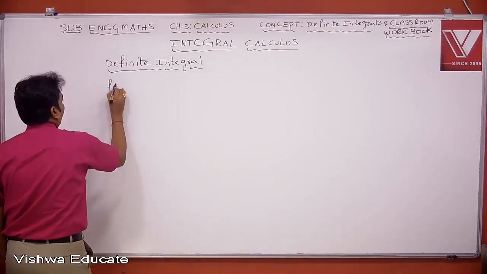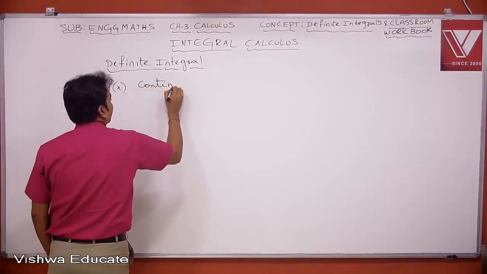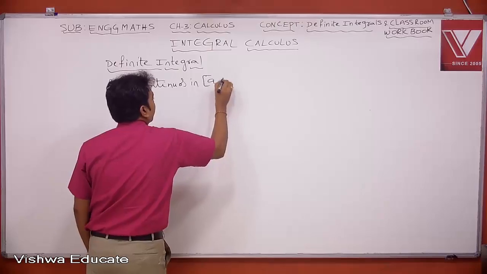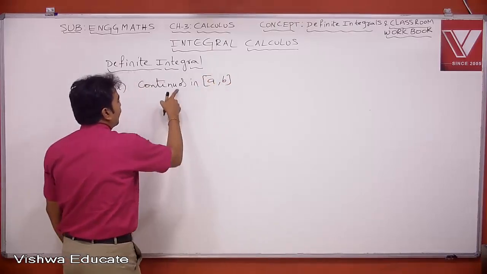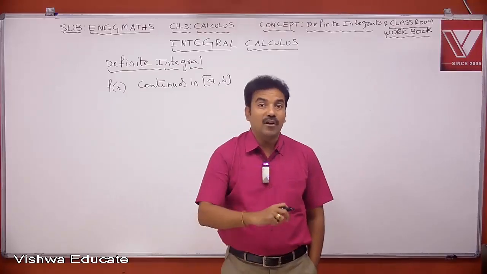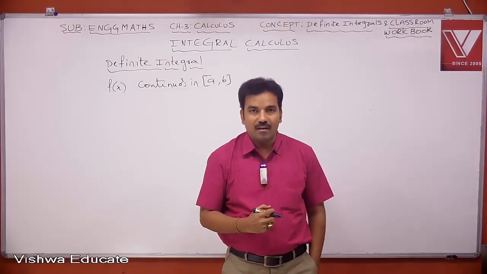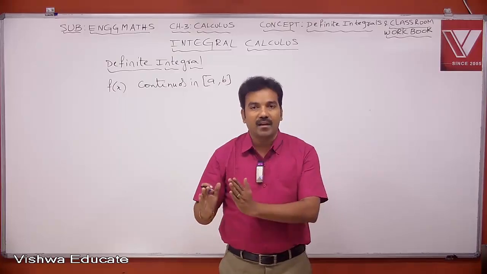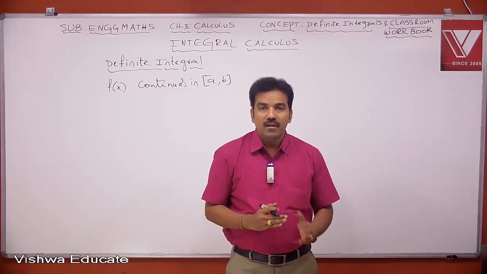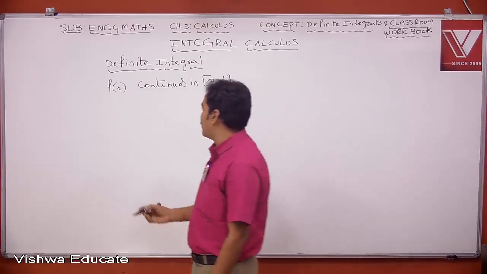Suppose we have a function f of x. Assume that this is continuous in closed interval a comma b. Since a function f of x is continuous in closed interval a comma b, the graph of f of x is continuous in closed interval a comma b. So when you draw the graph between the boundaries x equal to a and x equal to b, the graph will have no breaks at all. Now let us see the structure of continuous function f of x in closed interval a comma b.